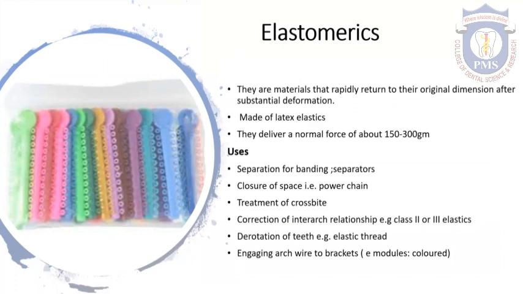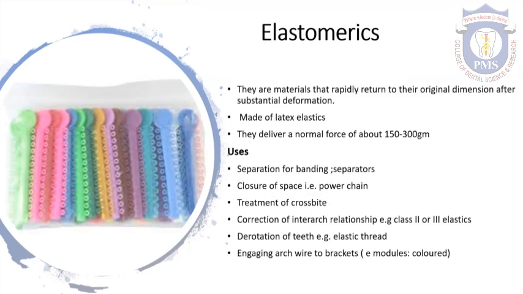Next is elastomerics. They are materials that rapidly return to their original dimension after substantial deformation. It is made of latex elastics, and it can be used for separation of teeth, for placing bands. Those are known as separators. Then closure of spaces, that is pouch chain or E-chain.